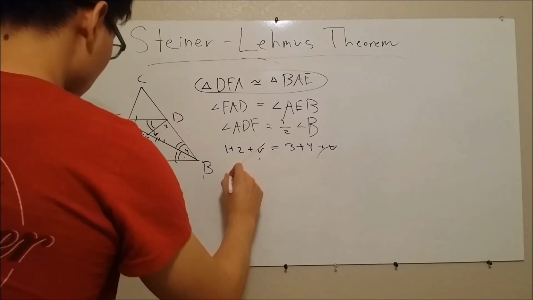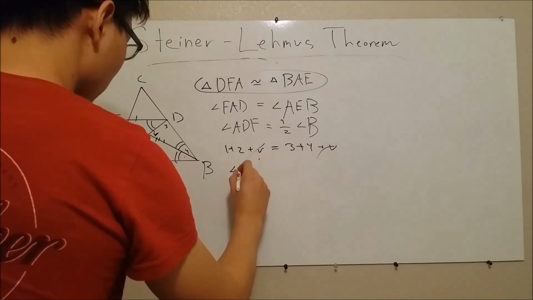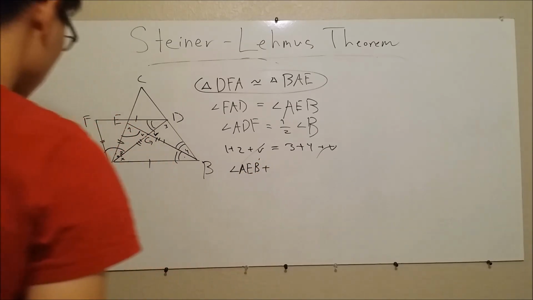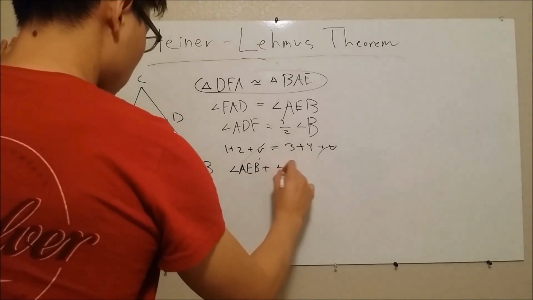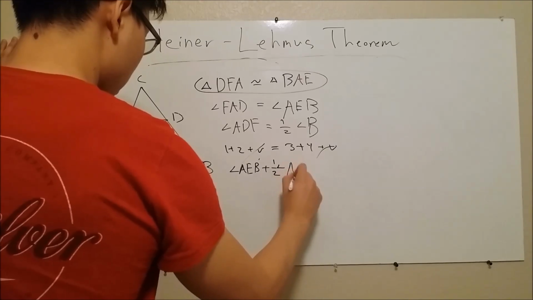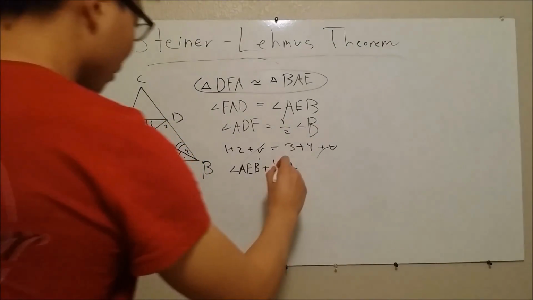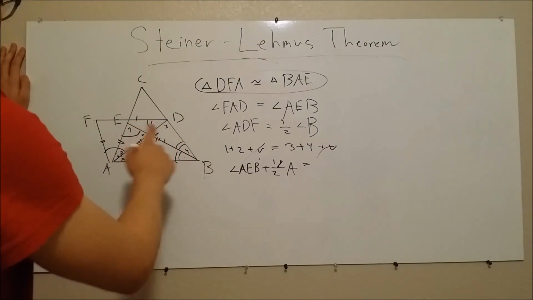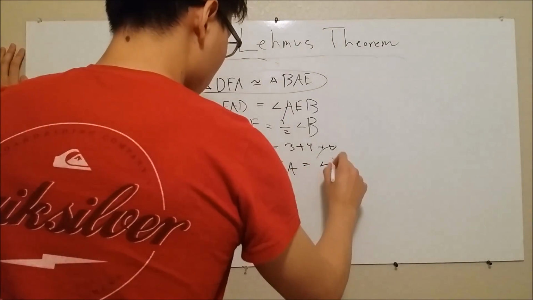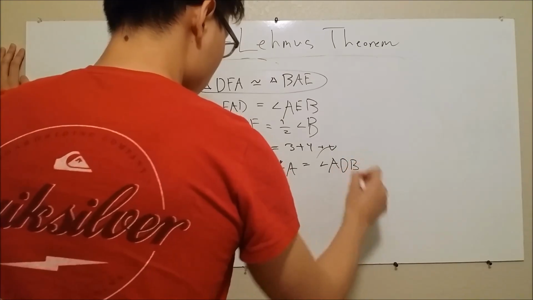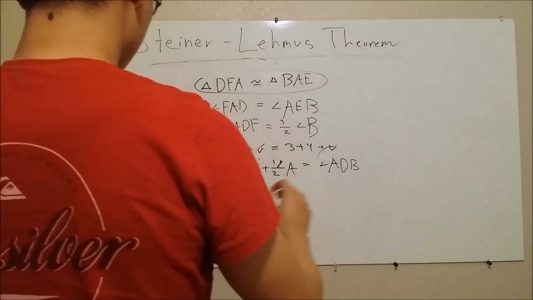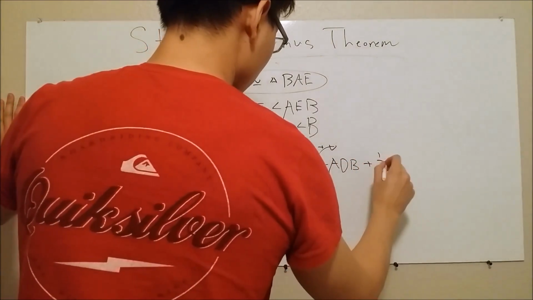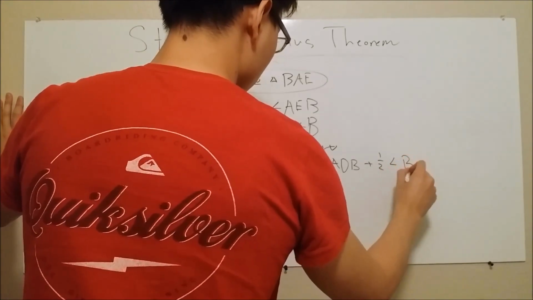That's angle AEB plus half of A, the bisection of angle A, is equal to angle ADB plus, let's see, angle 4, which is basically just half B.